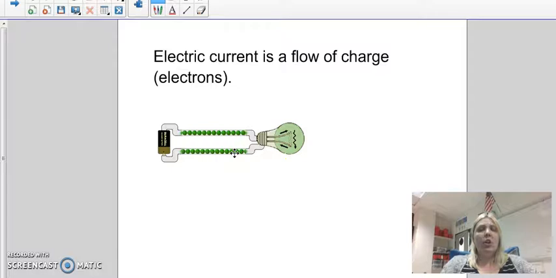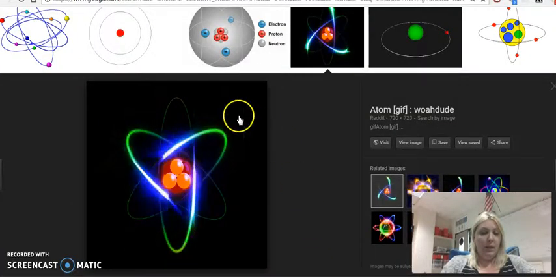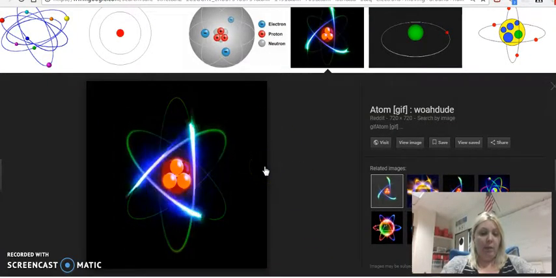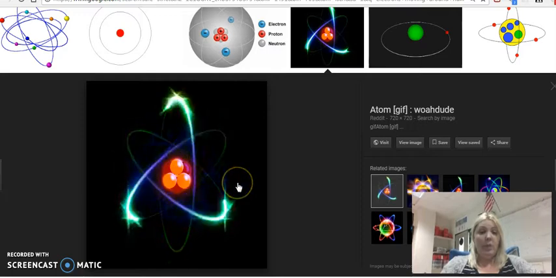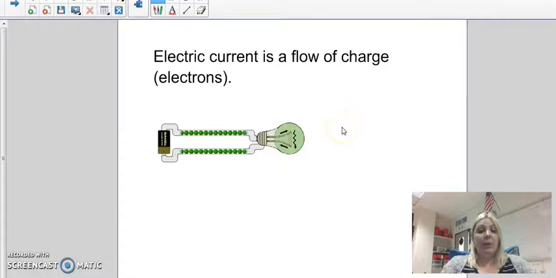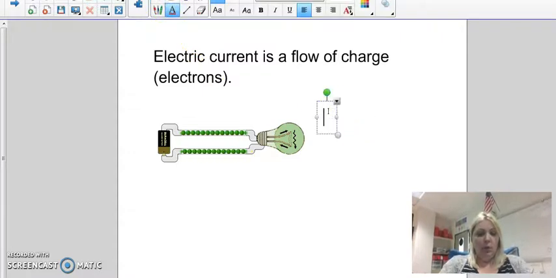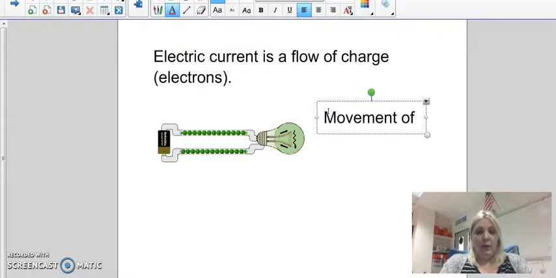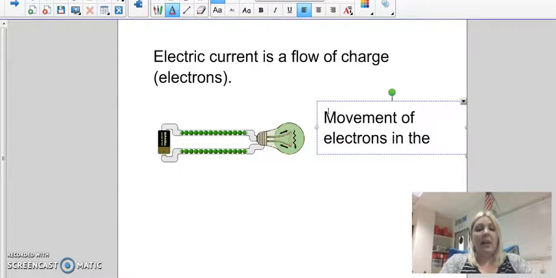So it's important to notice that the flow of charge does not mean that the electrons just move. Electrons move all the time. They move around the atom. Here is a nice illustration of electrons moving around the atom. Now this is not electric current because they just move around the atom. They're not going anywhere else. So when we have an electric current, it's very much a directed movement of electrons, movement of electrons in the same direction.